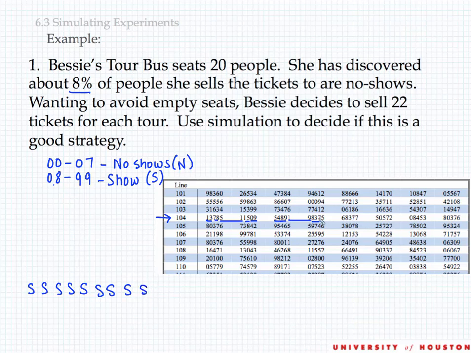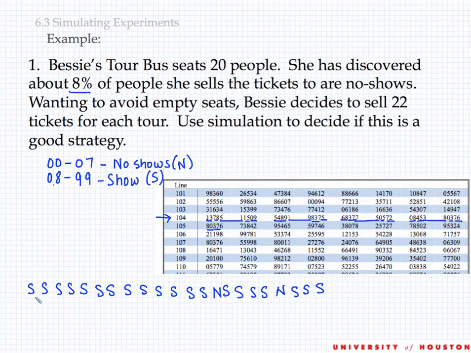83, 75, 68, 37, 75, 05, 72, 08, 45, 38, 03, 76, then go to the next line, 80, and 37.